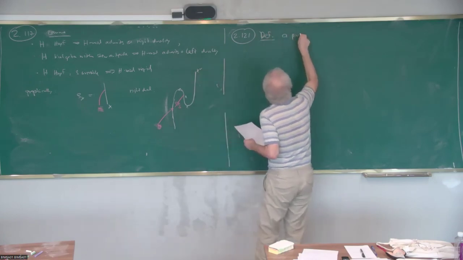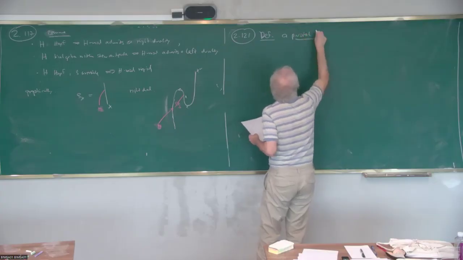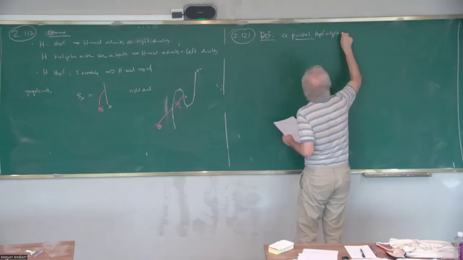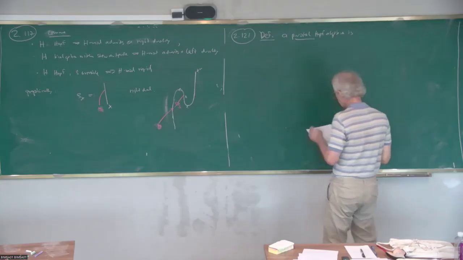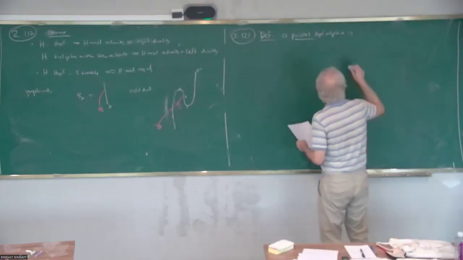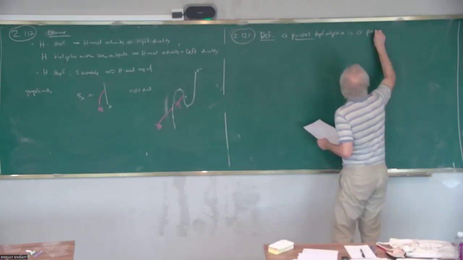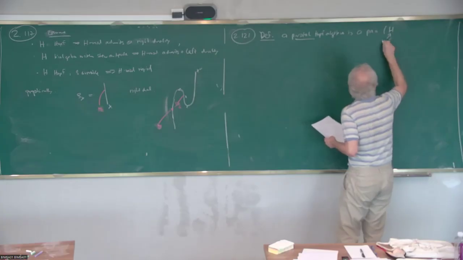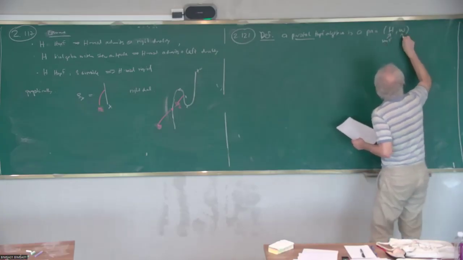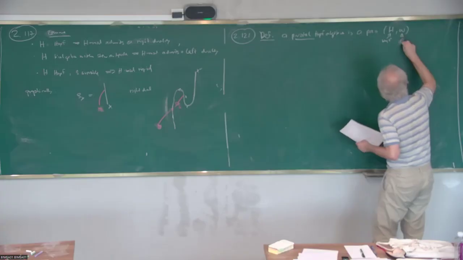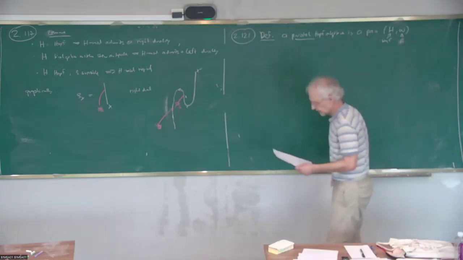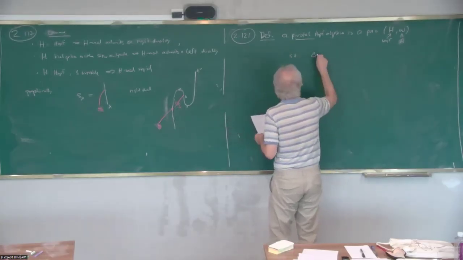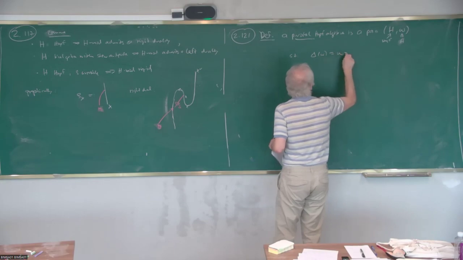A pivotal Hopf algebra is a pair consisting of a Hopf algebra H and an element of H, which I call omega here, such that delta of omega equals omega tensor omega.